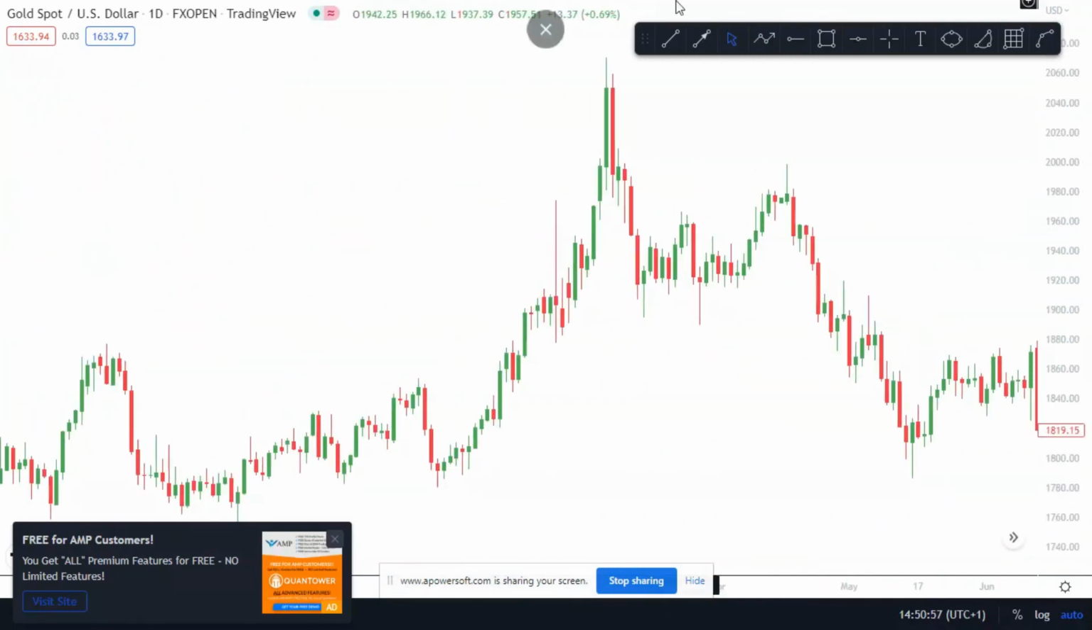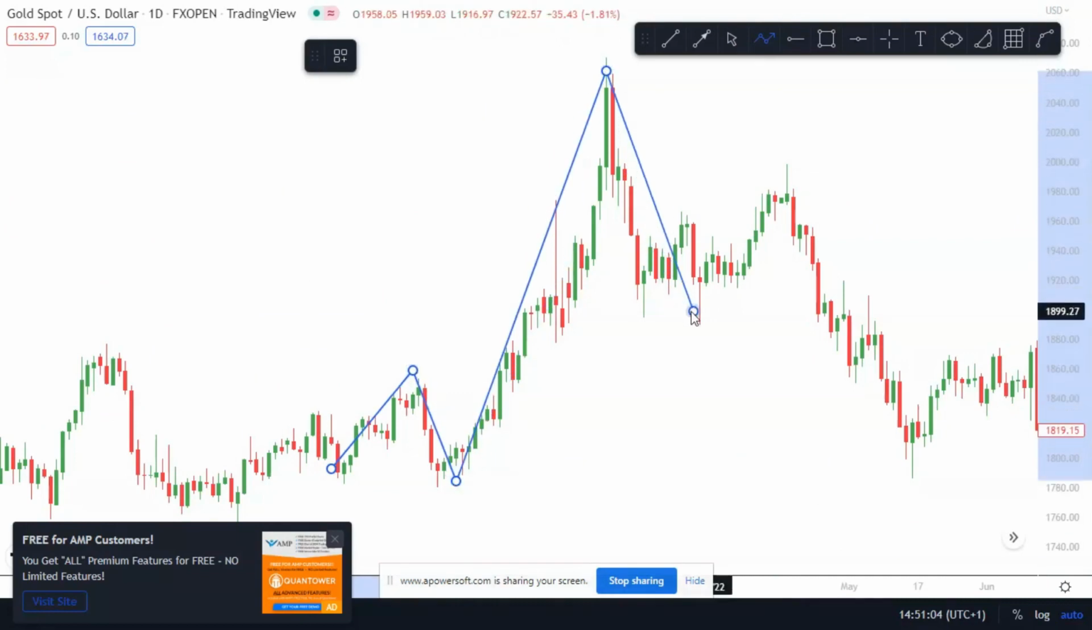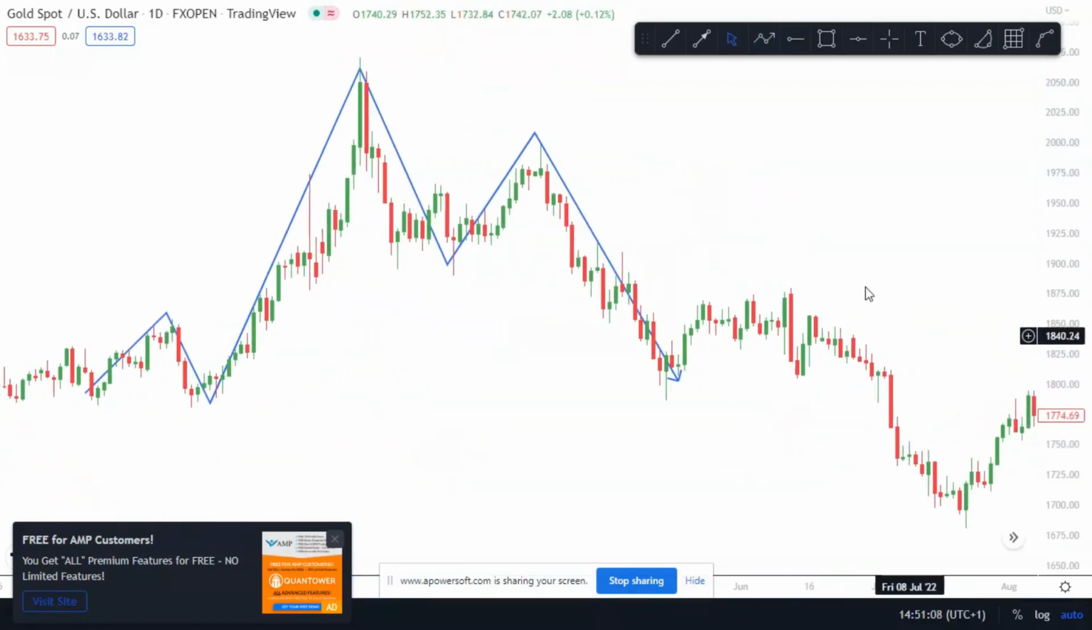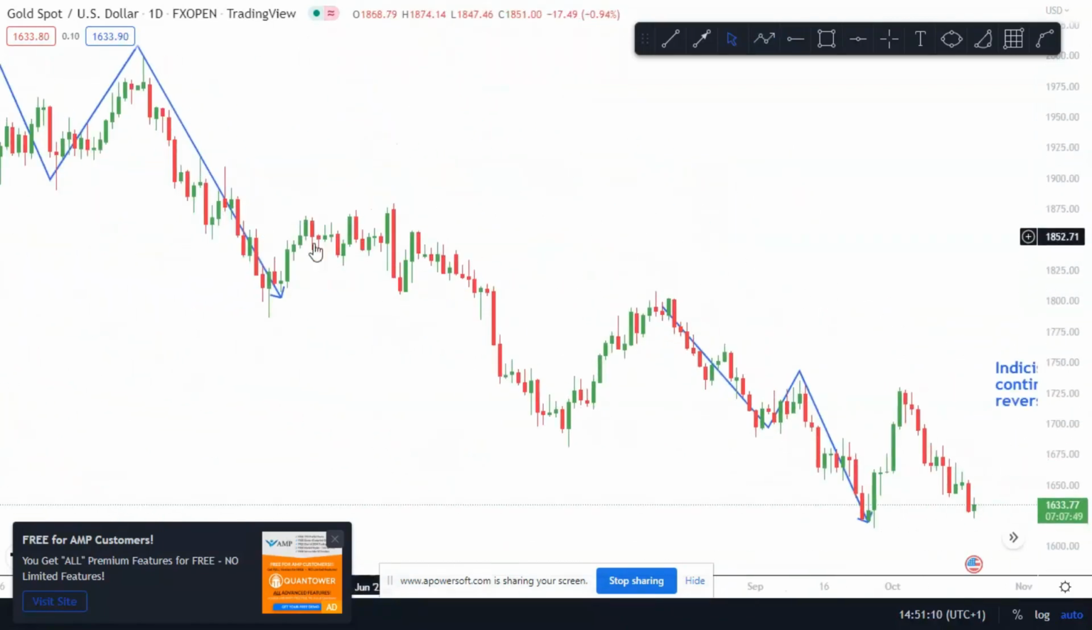A reversal, let me give an example. It's just over here, whereby you can see that we are making structures as we are breaking up like that. But then all of a sudden, you can see that the market reversed, and ever since we can see that we've been in a bearish trend. This is the gold chart.